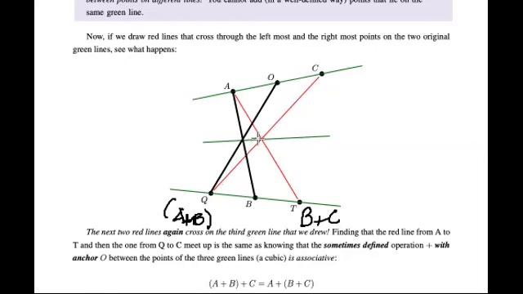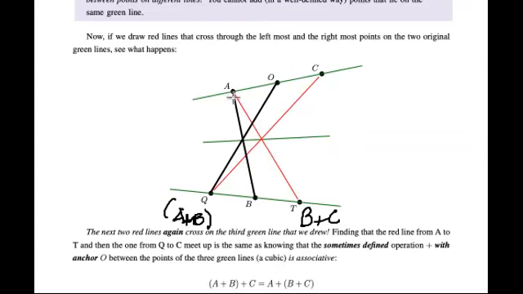So that's a point right there that, if this operation is associative, should be exactly the same as when we draw a line between B plus C and A. That should work. Oh, but it is associative, which means that these two lines intersect the green at the same location. So we're done by associativity.